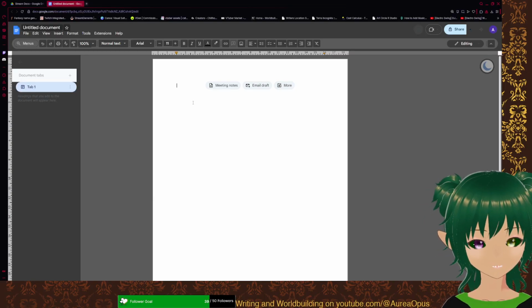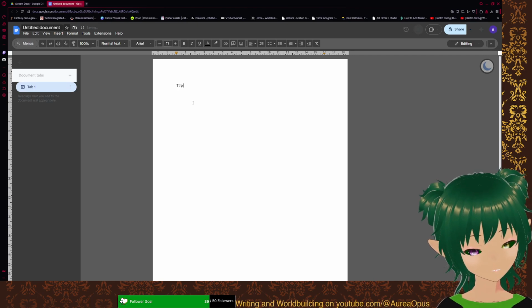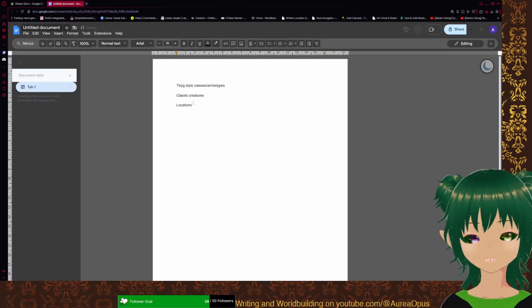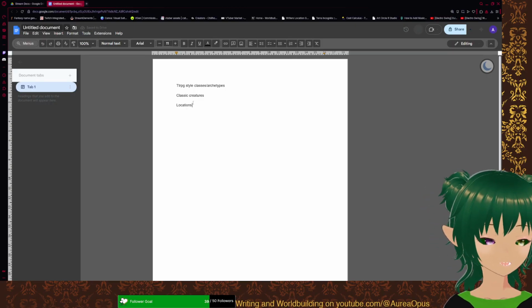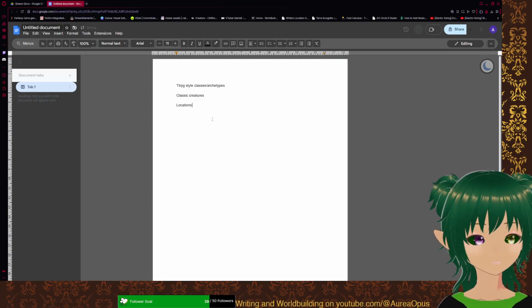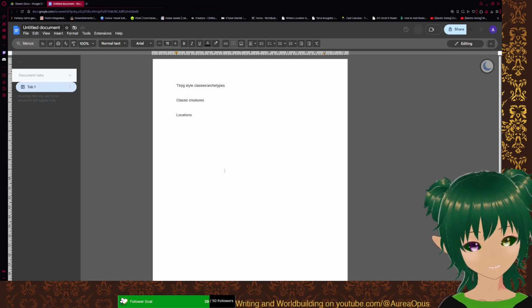I want to look at tabletop RPG style classes and archetypes, classic creatures, and locations, and see how fantasy and sci-fi compare in these. Starting off with classes and archetypes.